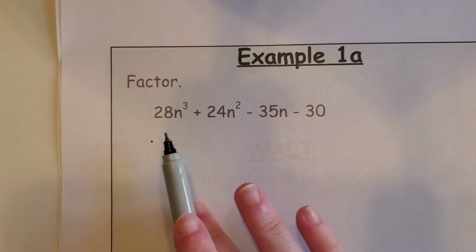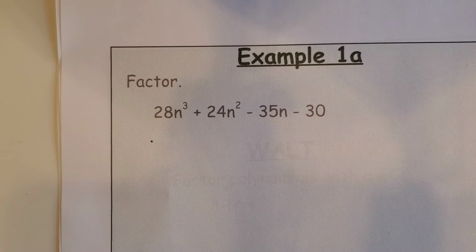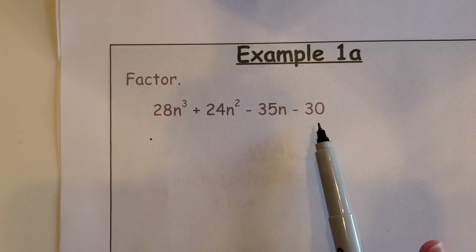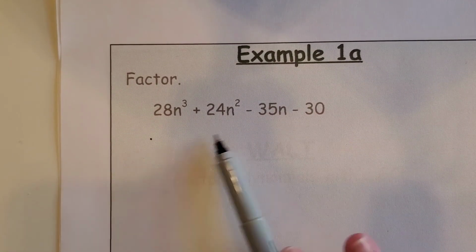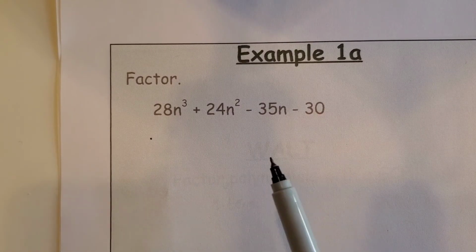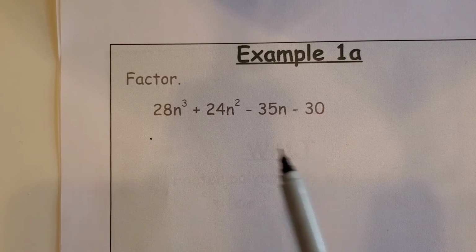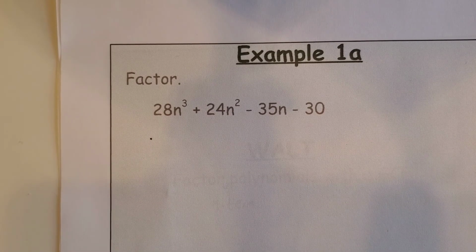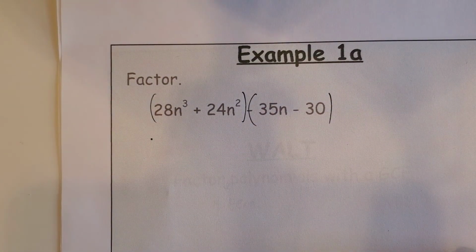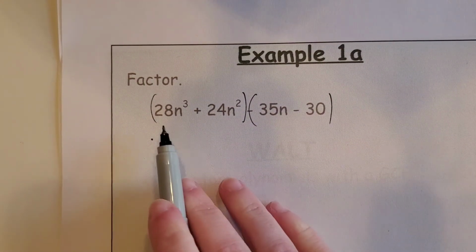So, 28, 24, 35, and 30. Are all of those divisible by the same thing? Well, they're not all even, so 2 isn't going to work. These aren't all divisible by 3. They're not all divisible by 4, not by 5, not by 6. Not by 7, not by 8. I don't think there's anything that's going to work, so I don't think we have a GCF here this time. So we're just going to move into grouping like how we normally do.